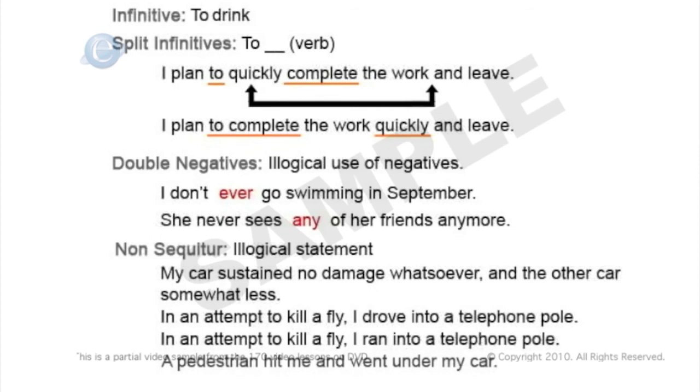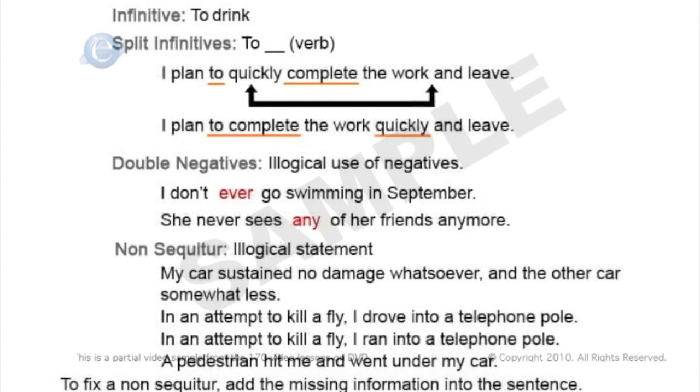And the last one, a pedestrian hit me and went under my car. Sounds like the pedestrian went up, smacked somebody, and then ran into the person's car and hid from them. Well, obviously we know that's not what happened. If we have the context of this as a police report and it's an accident scene, we know what really happened. But a non sequitur is something that doesn't follow. Look out for those in your writing, and also look out for them on the test. The way you fix them is to add the missing information.